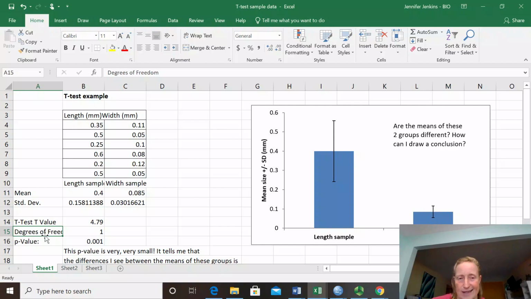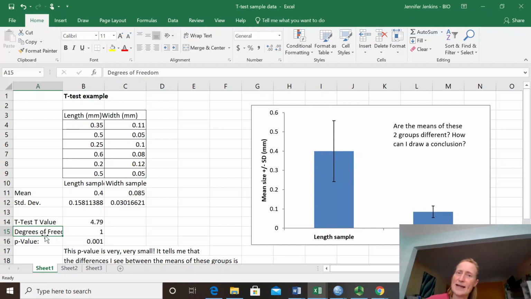That just helps us identify the p-value when we're looking at a chart. We need to know the t-value and the degrees of freedom. And once we know those two things, we can sort out what the p-value is, or the probability that the differences we see are just due to chance alone.